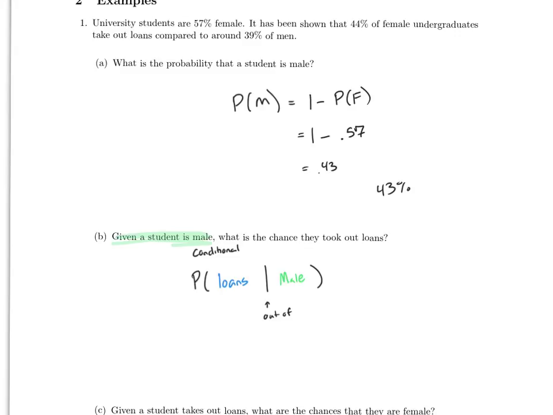To find this probability then, on top, I could put the number who are male and took out loans divided by the number who are male, or I can just look up at the top there, and it tells me, actually very clearly, up here at the top, that it's been shown 44% of female undergraduates take out loans compared to 39% of men. So actually at the top here, it's telling me out of male students, 39% of them take out loans.